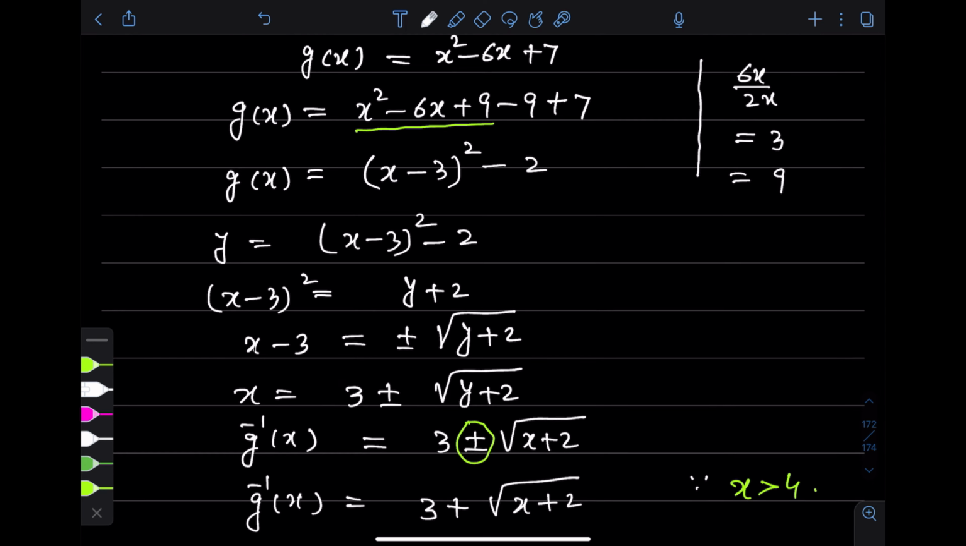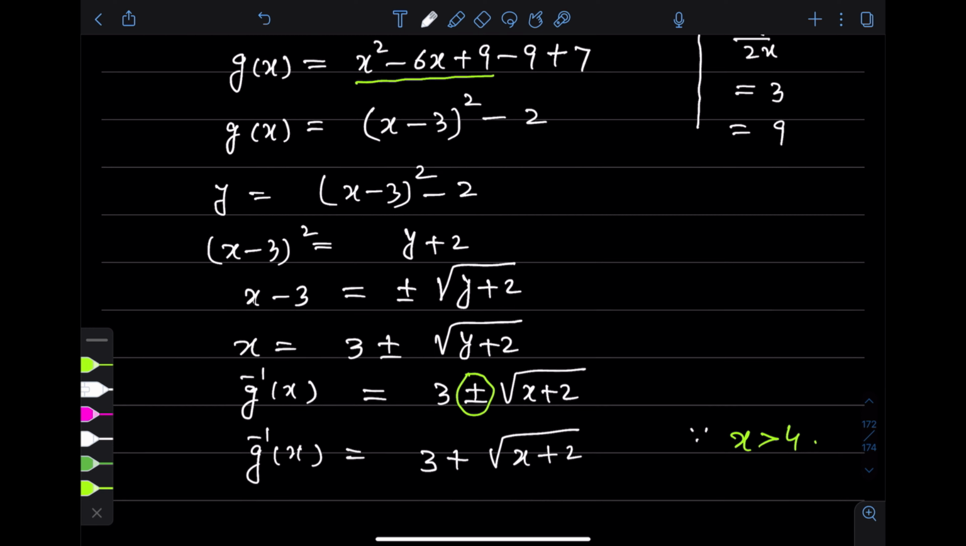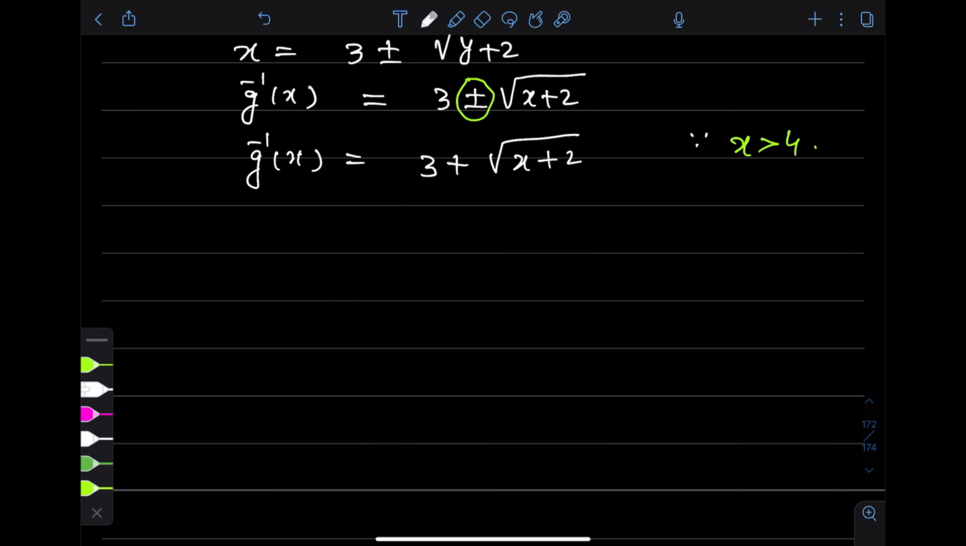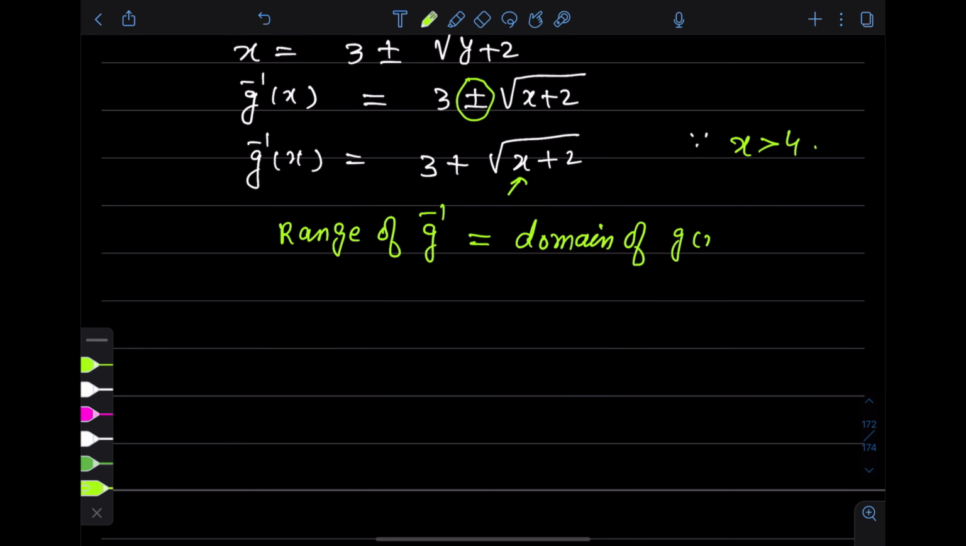Now we have to state the domain of g⁻¹(x). What is the domain of g⁻¹(x)? Actually we have to find the values of x which satisfy this g⁻¹(x). We know that the range of g⁻¹ will be equal to the domain of g(x). So the range of g⁻¹ is this, and this is the range of g. It will be equal to the domain of g(x).